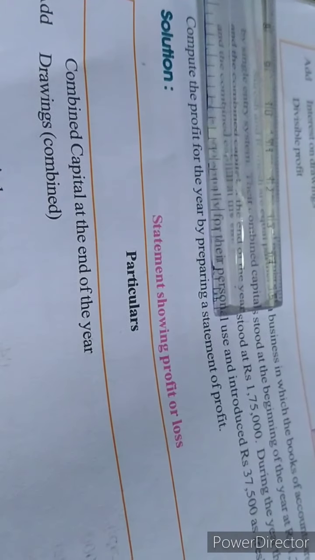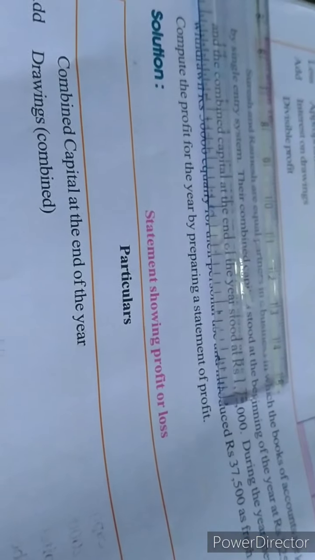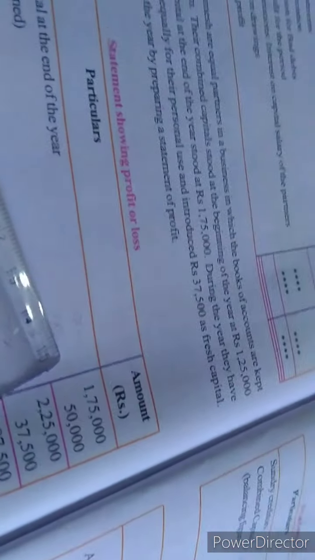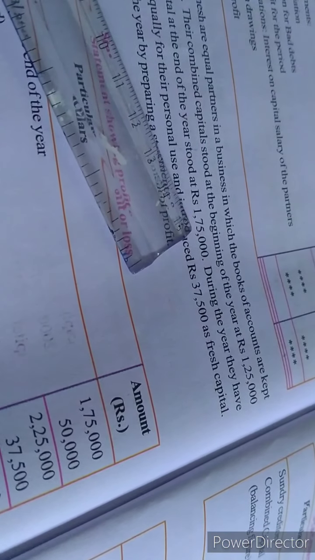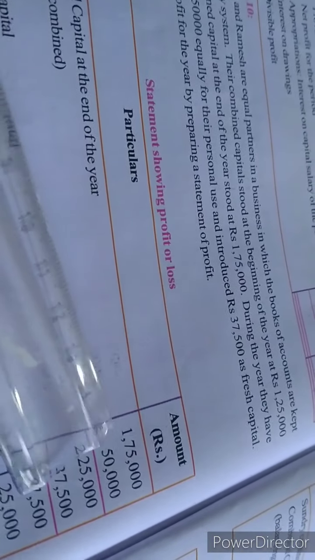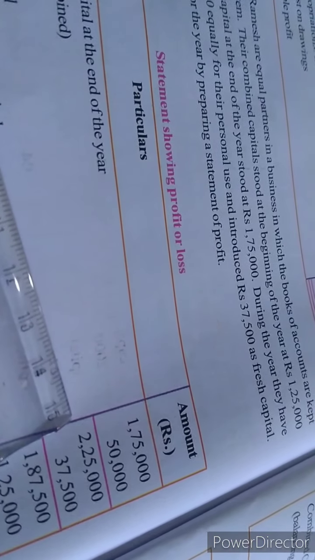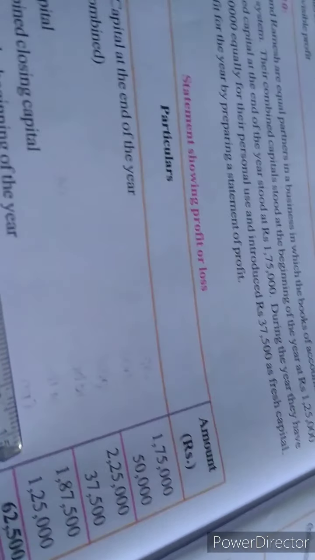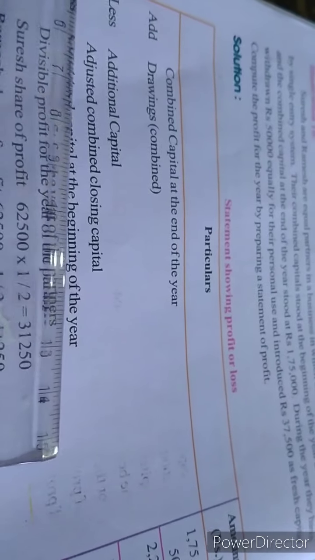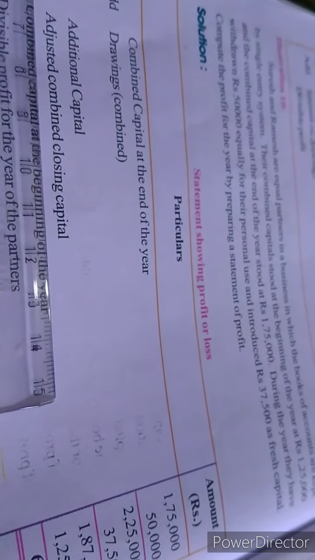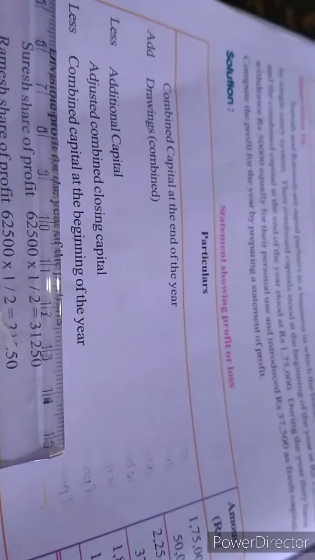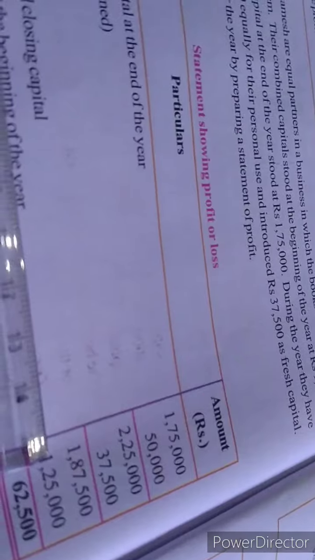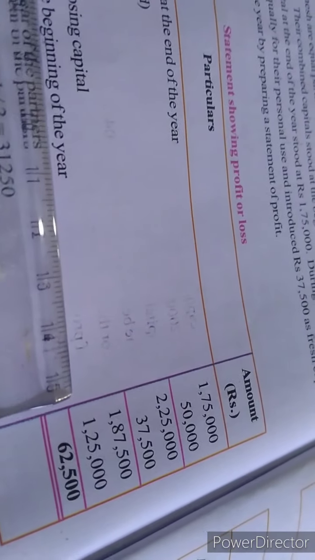Now what are we asked in this question? Compute the profit for the year by preparing a statement of profit or loss. So here, statement showing profit or loss. Combined capitals at the end of the year, as per the question we are given 1,75,000. Drawings we are given 50,000, that is added, we get 2,25,000. Additional capital deducted, we get 1,87,500, that is the adjusted combined closing capital. Then less the combined capital at the beginning of the year. How much did they start with? 1,25,000. So here is a profit of 62,500.